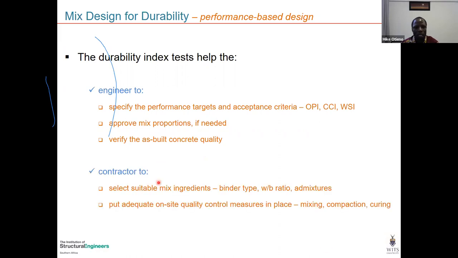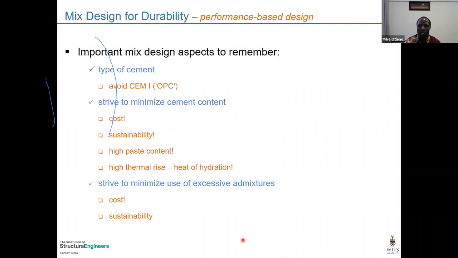Now, from the contractor side, these tests are also helpful in terms of selecting suitable mix ingredients, in terms of the type of cement to use, the water to cement ratio, admixtures, and so forth. But most importantly, it also helps the contractor to put in place adequate quality control in terms of mixing, compaction, curing, and so forth. So I'll summarize a few things to remember in terms of a mix design of concrete from a performance-based durability point of view.